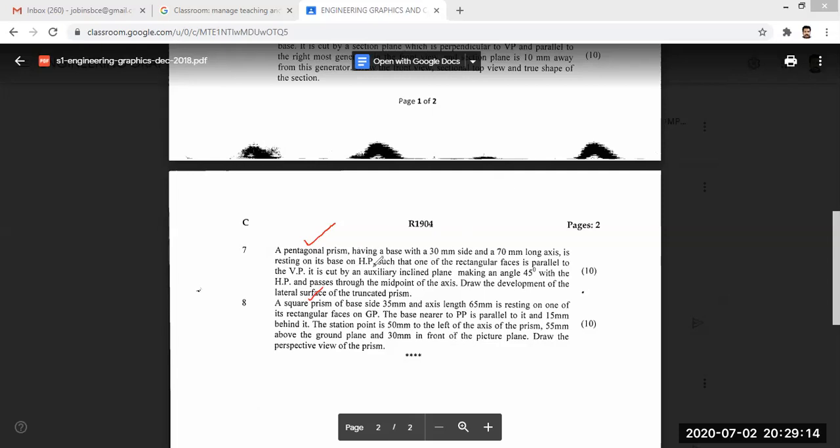So here also, in question number 7, there is a pentagonal prism, and this is actually cut. There is a condition of 45 degrees. I will show you the pentagonal prism first, 1, 2, 3, 4, 5. I will roughly draw it. Then I will introduce a cutting plane, and then you have to draw the final object. I hope it's understood.